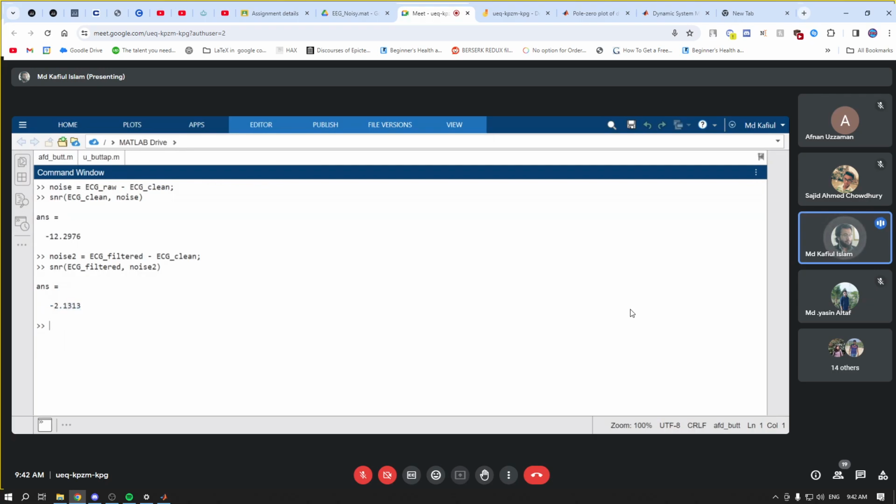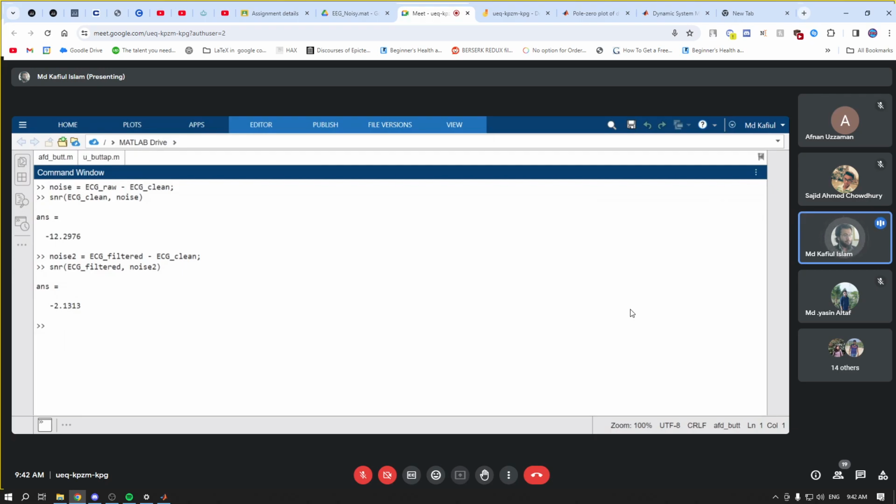Next, you try different orders and different window functions, and you try to improve the filtering performance. You try to improve the signal quality further so that the signal somehow looks like an ECG, not any other signal, right? Okay, and let us again talk about the other performance parameters.